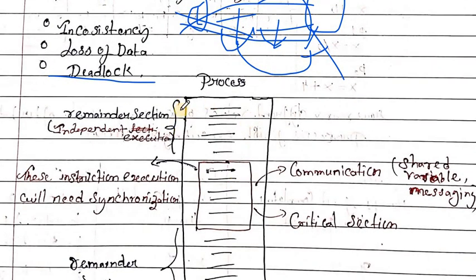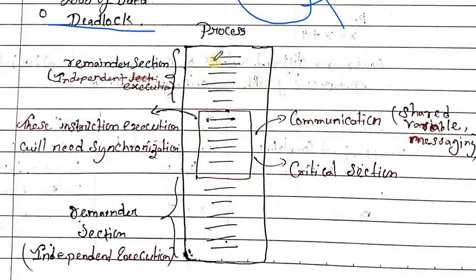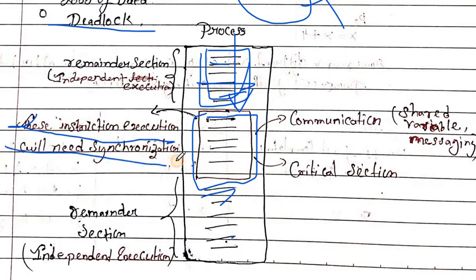So in a process, the full code has some instructions. These instructions are independent. They do not need any help from another program to execute. They are independent, and their execution is done independently by the CPU. Now let's check: there are some instructions of code which need communication with another process. The execution of these instructions will need synchronization.